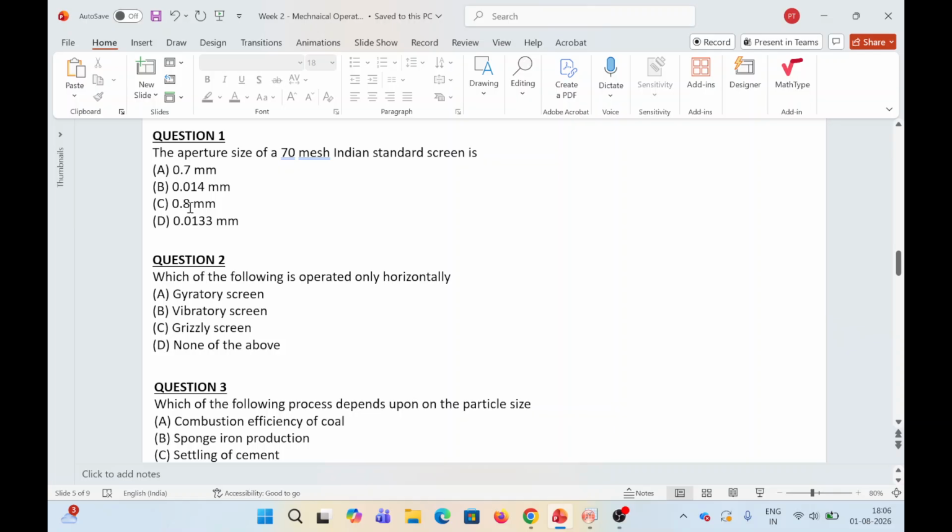The aperture size of a 70 mesh Indian standard screen. Again, remember this is the Indian standard screen. For American standard screens, the definition is going to be different. So, the aperture size of a 70 mesh Indian standard screen is 0.7 mm, 0.014 mm, 0.8 mm, or 0.0133 mm.